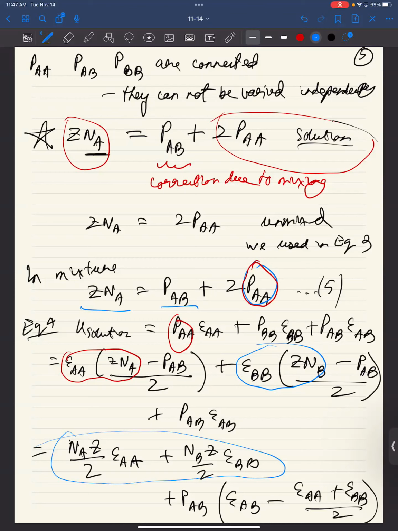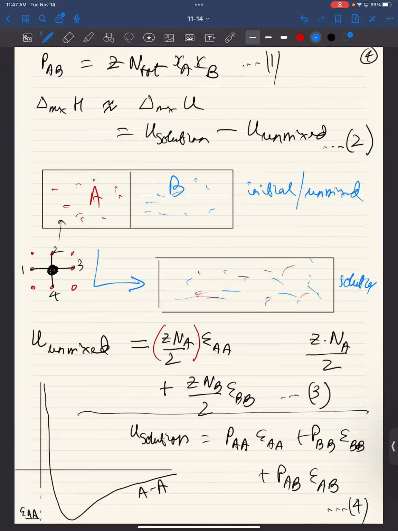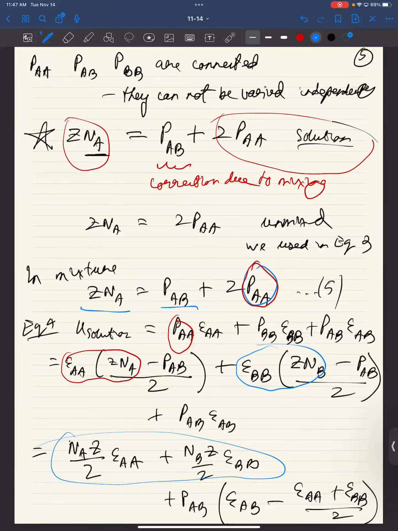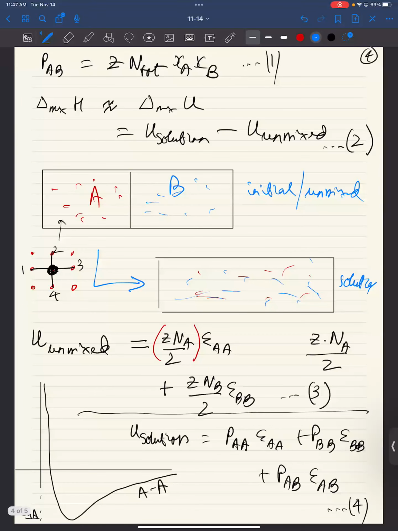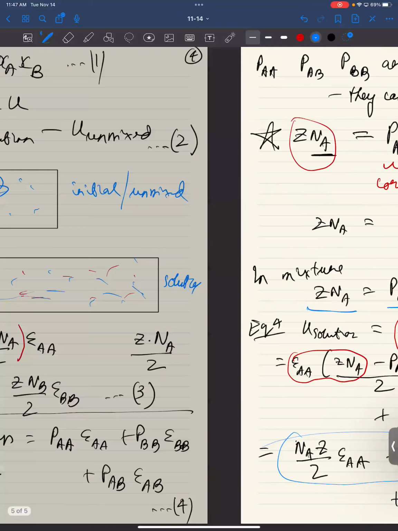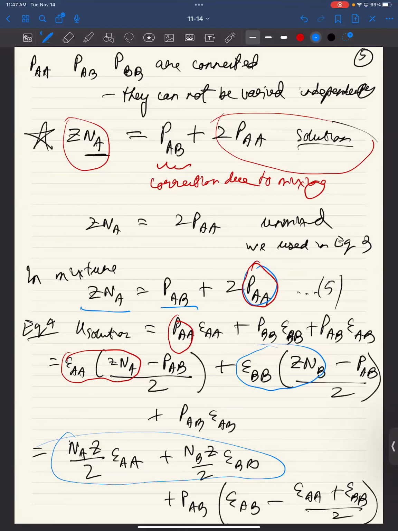This first part, have we just seen it? We just gave this thing a name. I will turn the page and then you'll see it. What is this thing over here in the blue oval? That is U unmixed. Look at equation 3. U unmixed is ZNA by 2 multiplied by epsilon AA plus ZNB by 2 multiplied by epsilon BB. This whole thing is U unmixed as per equation 3. Okay, so now we can write down this equation in a simpler form. I will move to the next page.